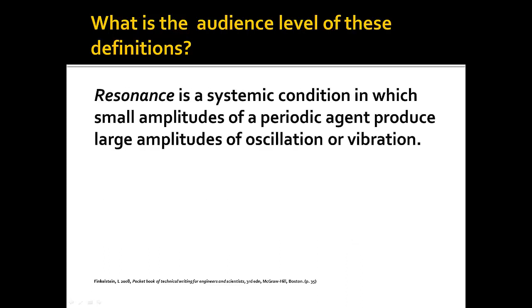Let's have a look at one more. Resonance is a systematic condition in which small amplitudes of periodic agent produce large amplitudes of oscillation or vibration. Okay, anyone understand what that means? That's obviously written for a technical audience.